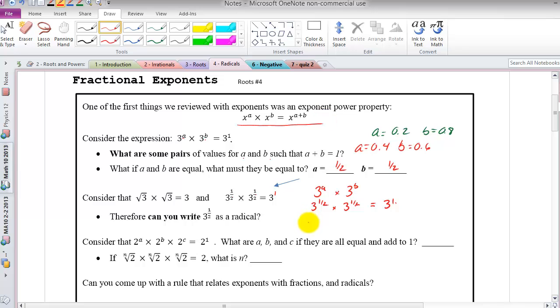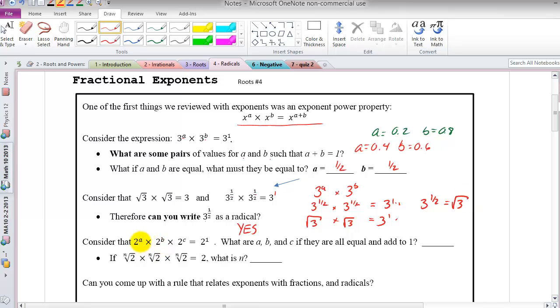And we also know that the square root of 3 times the square root of 3 is equal to 3, which is 3 to 1. So I ask the question, can you write 3 to 1/2 as a radical? And the answer is yes. In order for both these statements to be true, it's necessary that 3 to the power of 1/2 is equal to the square root of 3. So that's the first example.